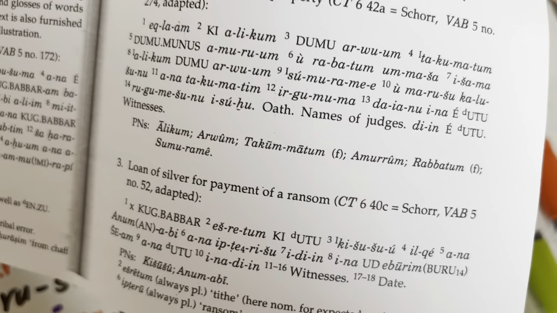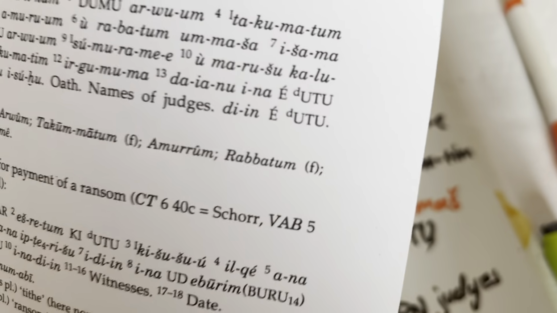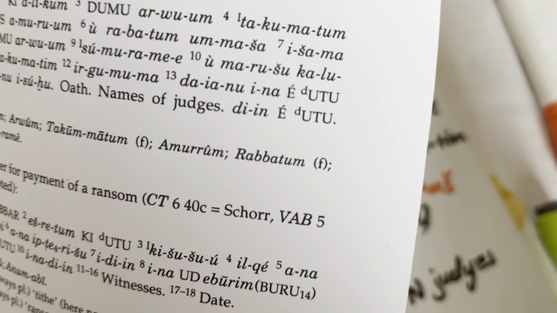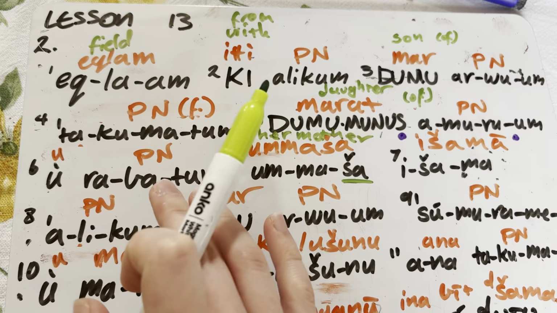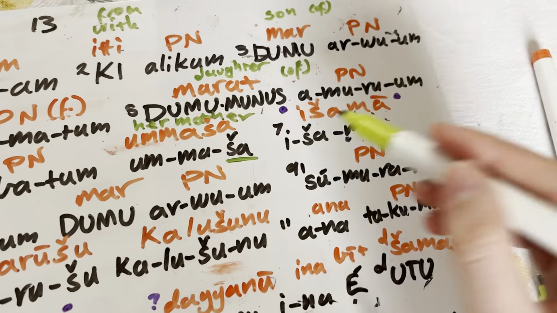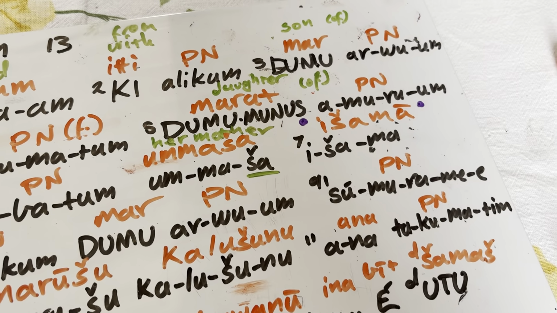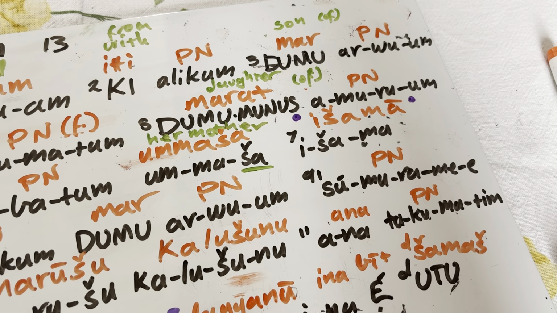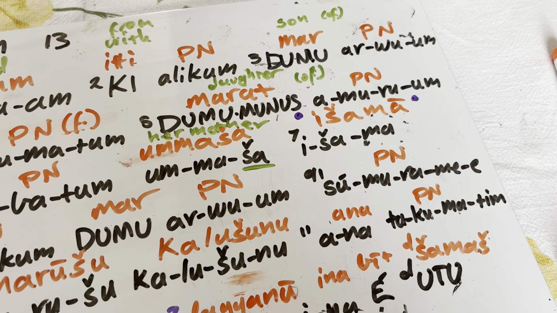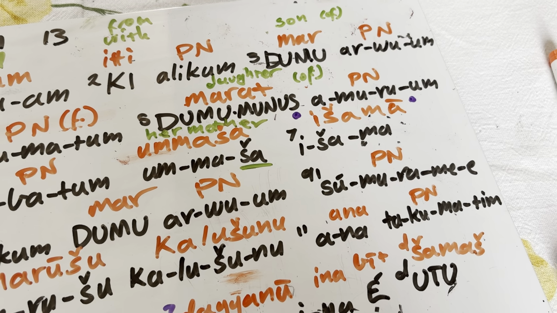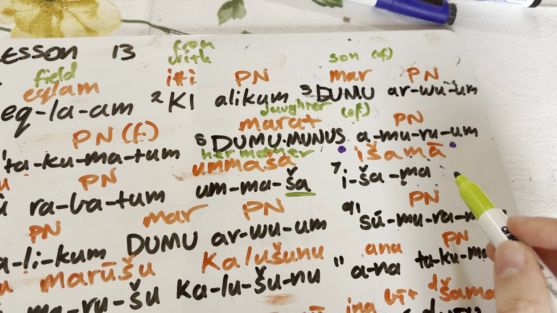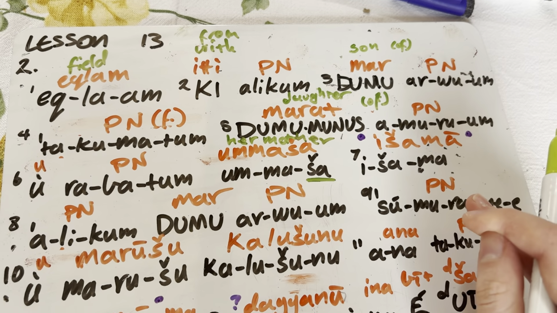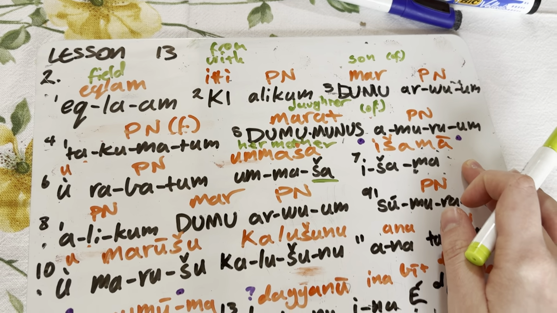So double check the names. Yep, so good old Hunegard is very handy in that he tells us that Rabatum is a feminine name. So, yep, Rabatum, her mother. Ishama, I think it's bought, maybe. So it might be Shama, so they bought. It's they feminine. Need to double check that, but I think it's they bought.